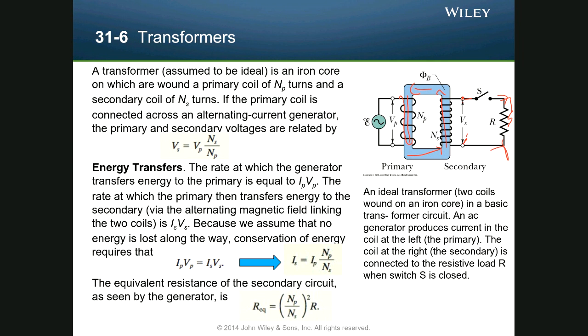So you'll notice that your primary quantities here are V, N, and I, right? And you'll notice that they have either a P or S subscript. P is for primary, S is for secondary, okay? And you can see that the secondary voltage will be equal to the primary voltage times the ratio of the secondary over the primary turns. Now the secondary can have more or less turns.